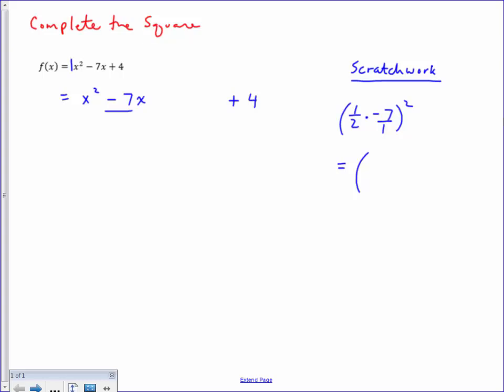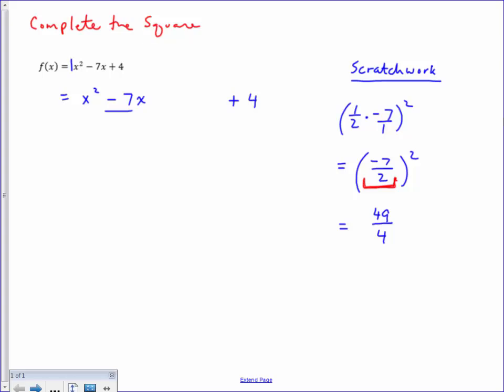So 1 times -7 would be -7, 2 times 1 in the bottom would just be 2, and then this value needs to be squared. Okay, to square -7/2, I square both the -7 and the 2. So -7 squared would be 49, 2 squared would be 4. Remember that we use this particular value later on in our problem.